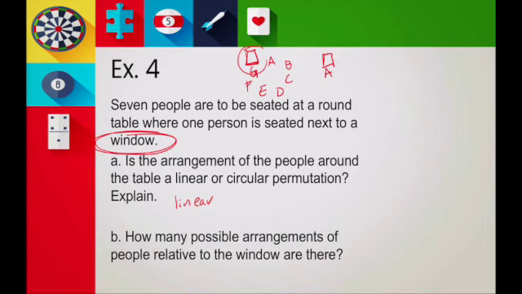If I do this, D, E, F, G, now A is next to the window. The order doesn't really change because A is still between B and G, and G is still between A and F, and so on. But being next to the window is different. So this gets treated like a linear permutation. And so it's going to be 7 factorial, which is 5,040.